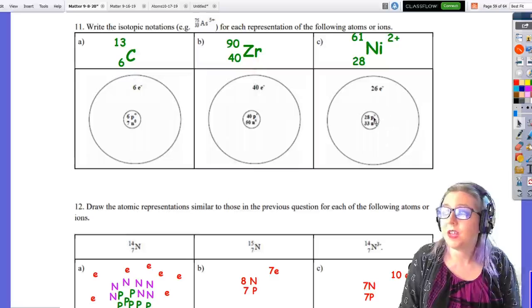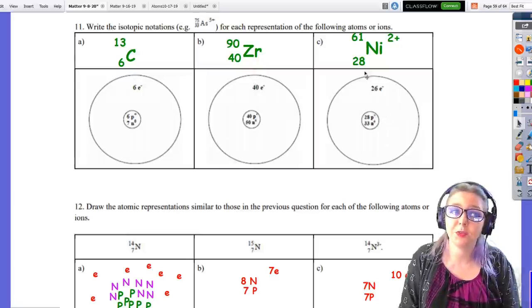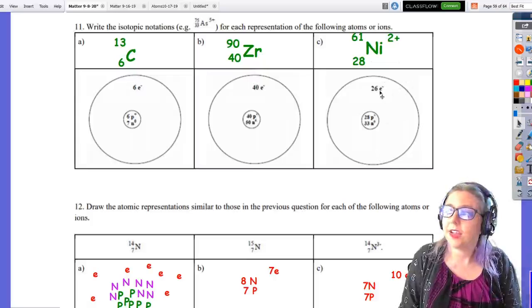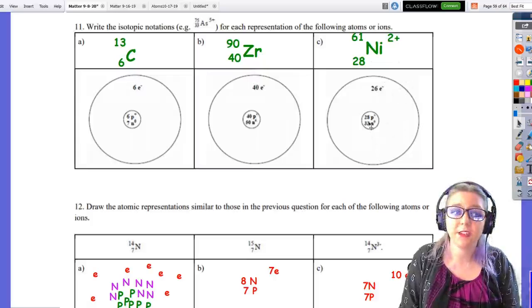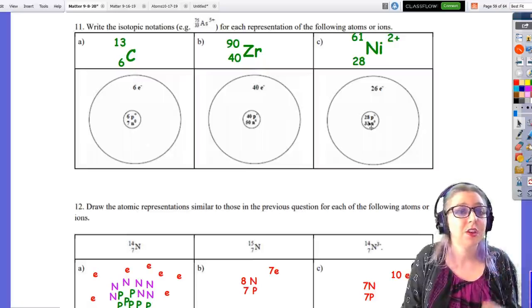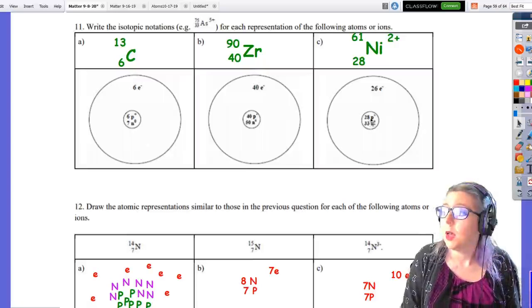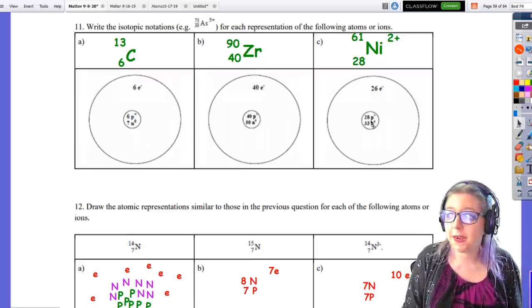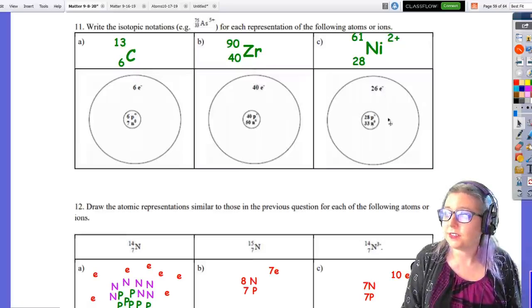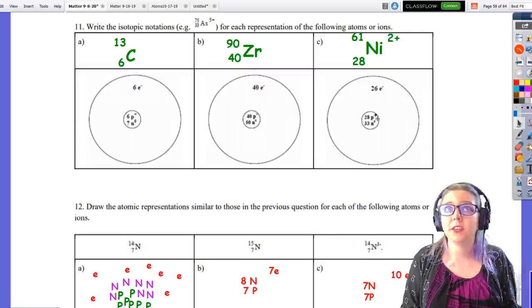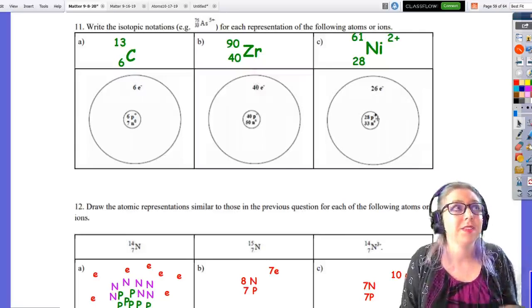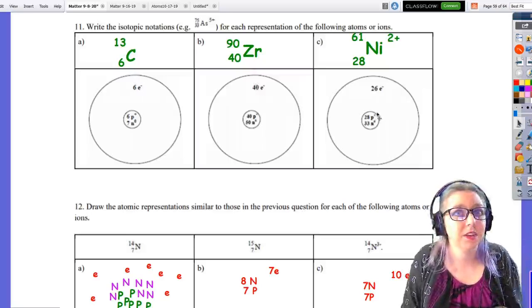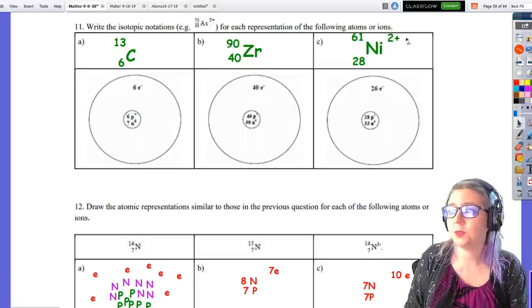Then I have 28 protons, so an atomic number of 28. 28 protons plus 33 neutrons gives me a mass number of 61. And then I had 26 electrons and 28 protons. So I have a difference of 2. So I'm going to have a charge of 2. But now I have to figure out, is it a +2 or a -2? Well, I have 26 versus 28, so I have less electrons than protons. So if I have less electrons, if I have less homework, that makes me happy. So less electrons means a positive charge. So +2 or 2 plus.